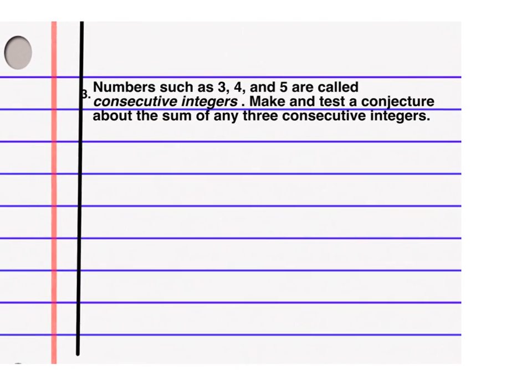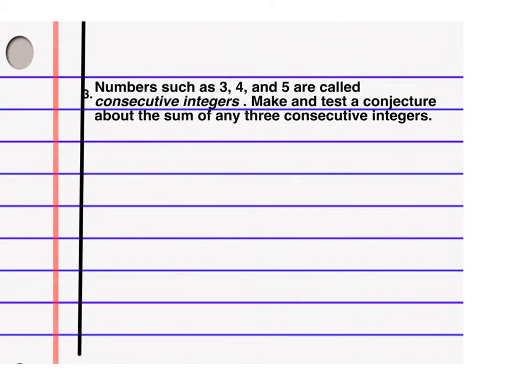All right, let's move on. All right, example 3. Numbers such as 3, 4, and 5 are called consecutive integers. Consecutive integers, that means they're in a row. Make and test a conjecture or an observation about the sum, that means you're adding, of any 3 consecutive integers. So let's try some stuff out.